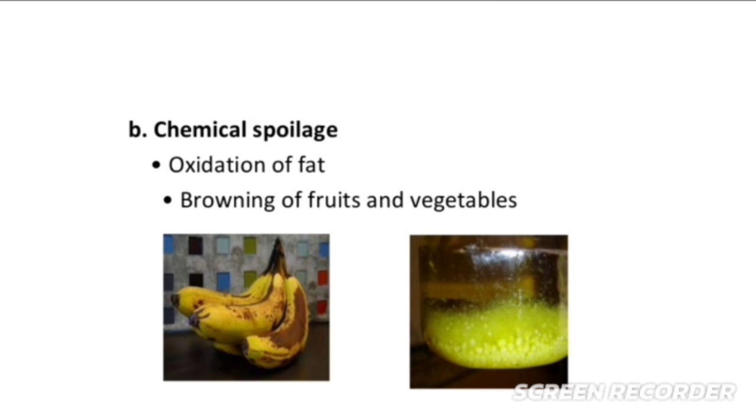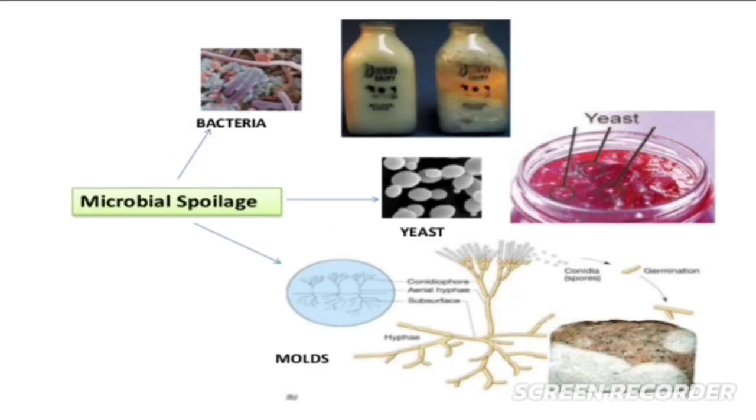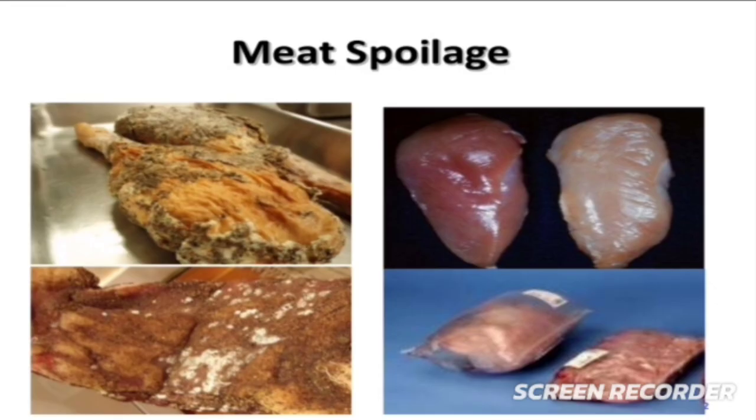So wherever in food a chemical reaction is taking place, it is likely to cause chemical spoilage. The next spoilage is microbial spoilage, which occurs due to microorganisms like bacteria, yeast and molds. Now we will study the different food spoilage that occur in different kinds of foods.